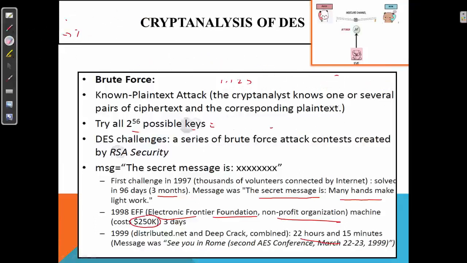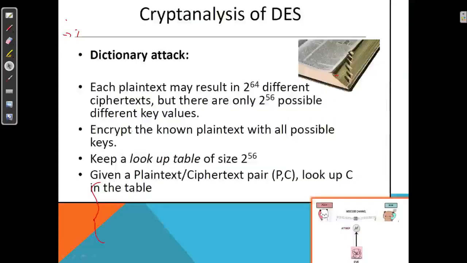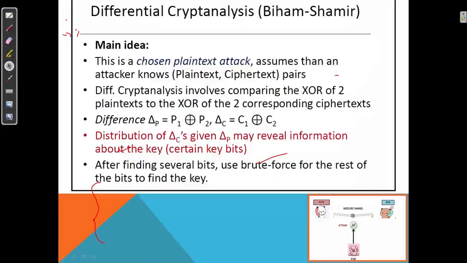DES has been broken by these analyses. The first one is known as the dictionary attack. Each plaintext may result in 2 raised to the power 64 different ciphertexts, but there are only 2 raised to the power 56 possible key values. So encrypt the known plaintext with all possible keys and keep a lookup table of size 2 raised to the power 56. Given a plaintext-ciphertext pair, look up C in the table, but it will definitely take a lot of time.